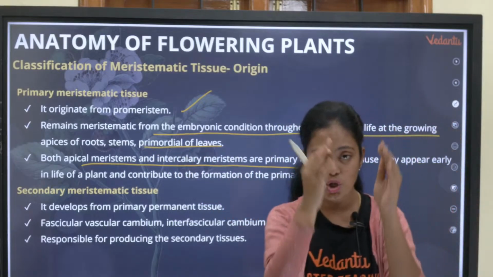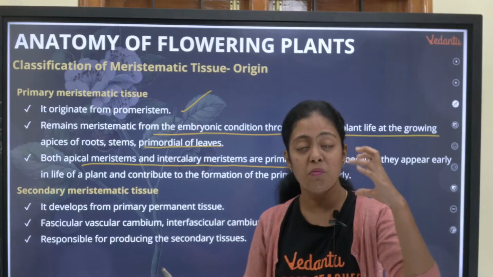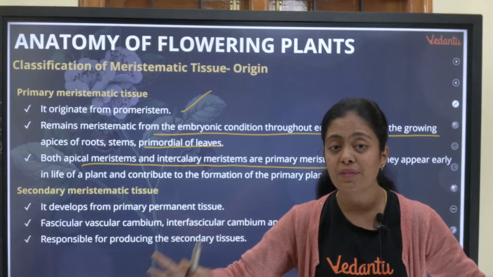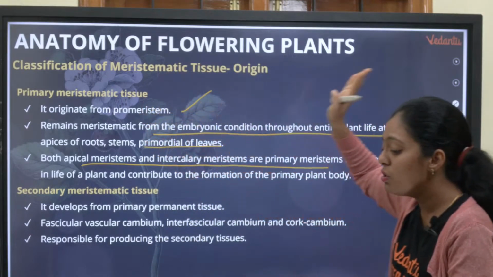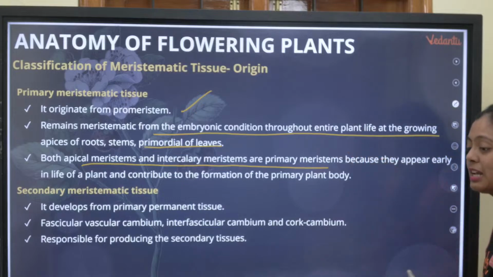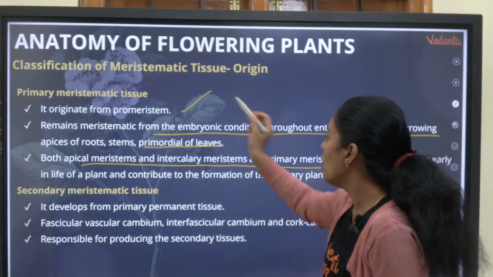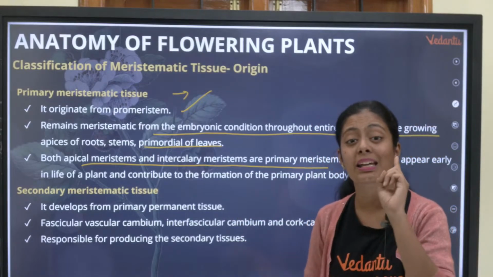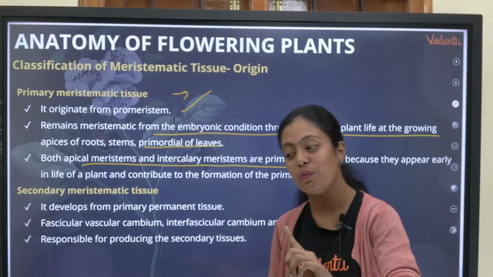It will remain meristematic tissue. From the time it is born till the time it is dying, it is an undifferentiated mass of cells. That is what we call primary meristem. So your apical meristem and intercalary meristem we call primary meristematic tissue. What is this going to help in? This is going to help in primary growth. What is primary growth? It is increase in the height of the plant.